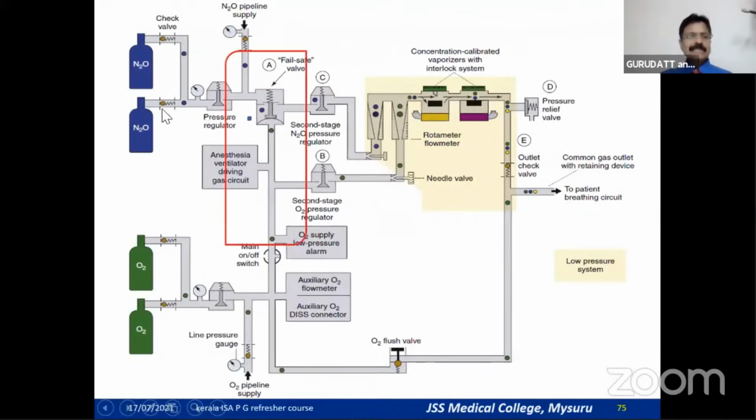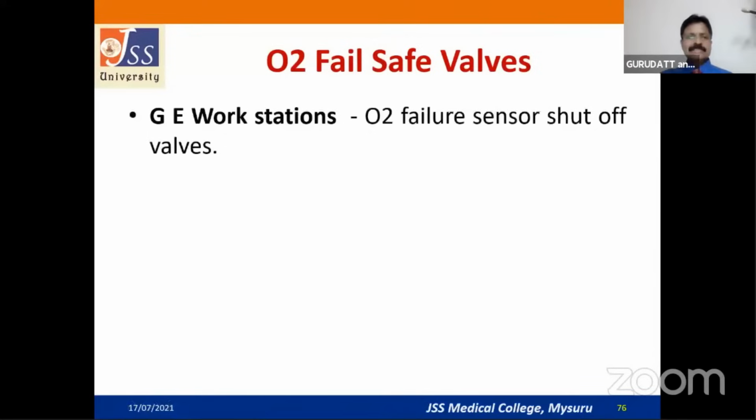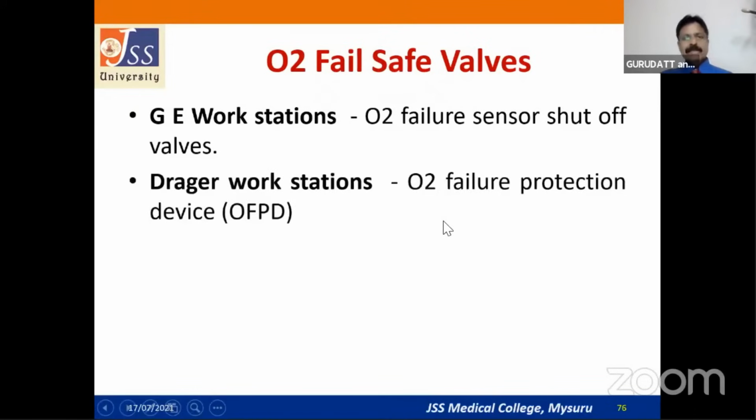In this fail-safe valve, you can see this side is the nitrous oxide, and the oxygen is connected to this fail-safe valve. Because of the pressure of oxygen inside, the nitrous oxide can enter into the flow meters. If there is no oxygen pressure inside these fail-safe valves, the nitrous oxide is also cut off. Now there are two types of fail-safe valves depending on the manufacturer. In the GE workstation, it is the shut-off valve, the full form of which is oxygen failure sensor shut-off valve, so commonly called the shut-off valve. Whereas in Draeger, they are called OFPD, or oxygen failure protection device.